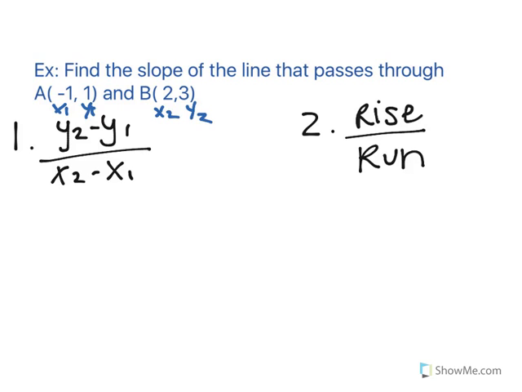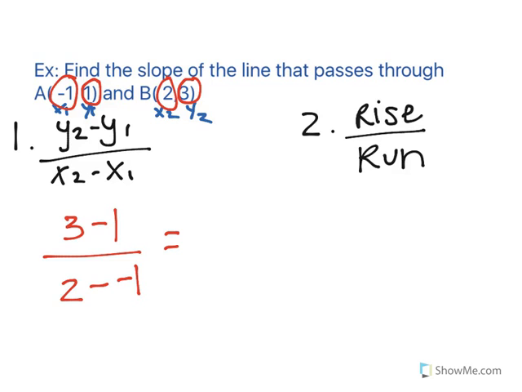So now I'm just going to plug those into the formula. So y2 is going to be my 3 minus y1, which is 1, and that's going to be all over my x2 minus my x1. Okay, and now I just have to do everything in the numerator first, then the denominator, and then divide. So 3 minus 1 is 2. And then 2 minus a -1 is going to be 3. Remember, you can just make this into a big fat plus sign. Okay, so I know my slope is 2/3. So then I'm done there.